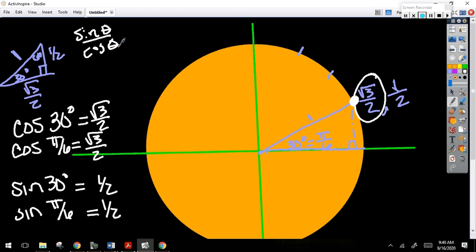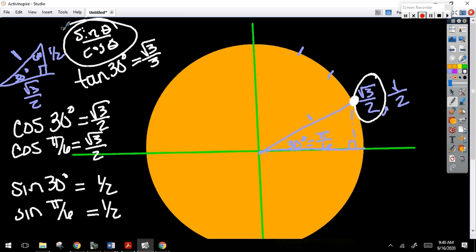The number on the outside, can you guess what that is? Square root of 3 over 3. She has done the math for you. That is tangent. So tangent of 30 degrees is square root of 3 over 3. Those are the 3 basic functions. It's y over x, so it's sine divided by cosine.